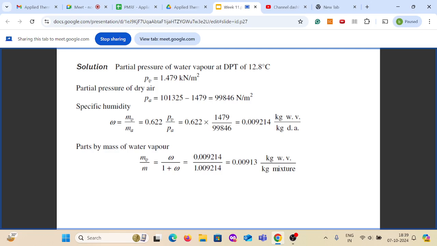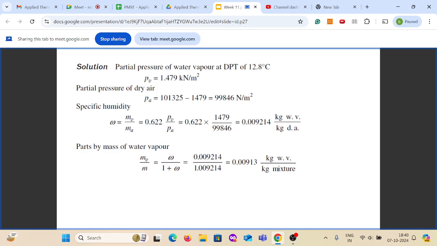The specific humidity omega is mass of water vapor divided by mass of air, which can be expressed as 0.622 into the partial pressure of water vapor divided by partial pressure of dry air. Substituting these pressure values, we will get the specific humidity as 0.009214 kg per kg of dry air.